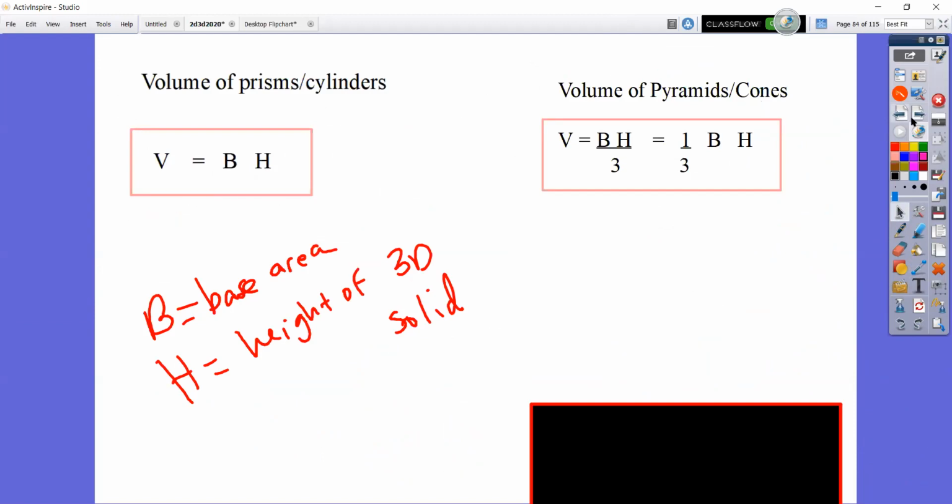So its volume would be 1/3 base area times height. Don't forget to divide by 3. I recommend you always write down the formula from the beginning so you do not forget.